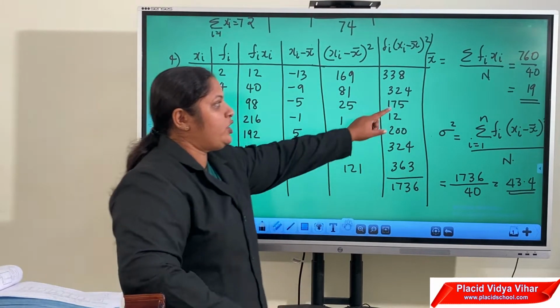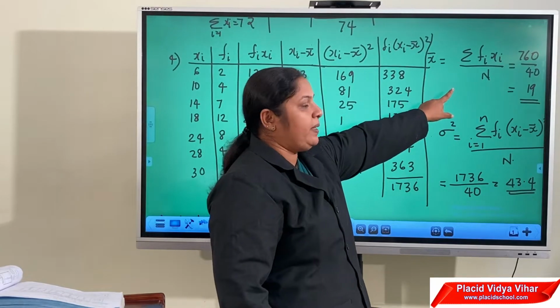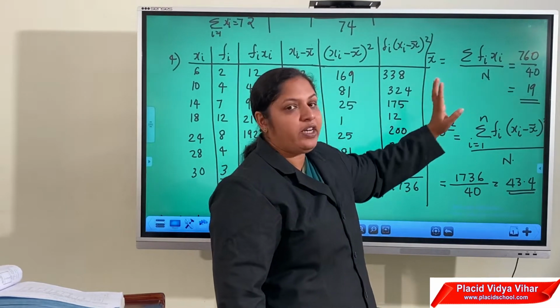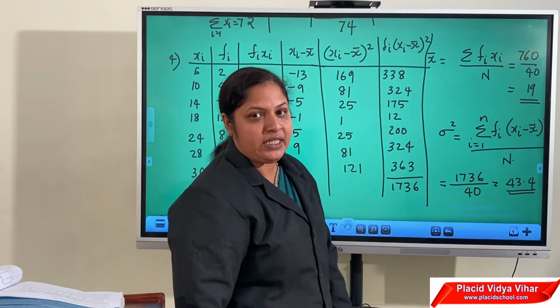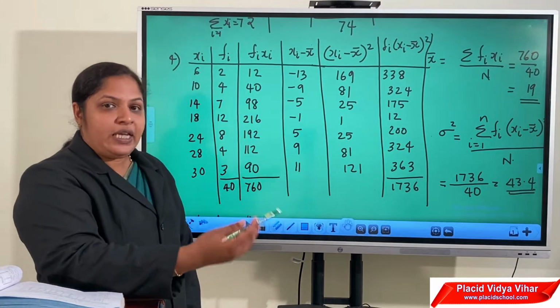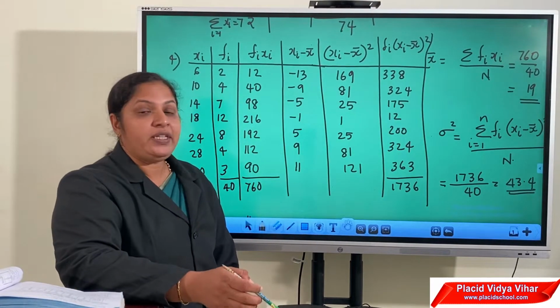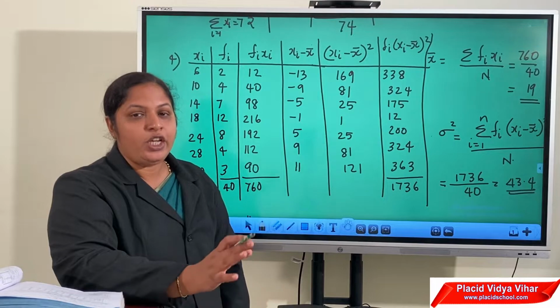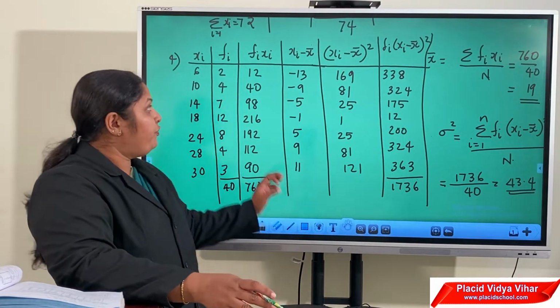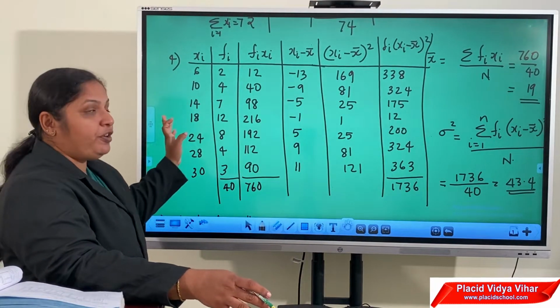X bar is equal to sum of Fi Xi by capital N, that is 760 divided by 40. You will get it as 19. Then, same thing as before, in order to find the standard deviation or variance, you have to find the deviation of each and every observation from the mean.